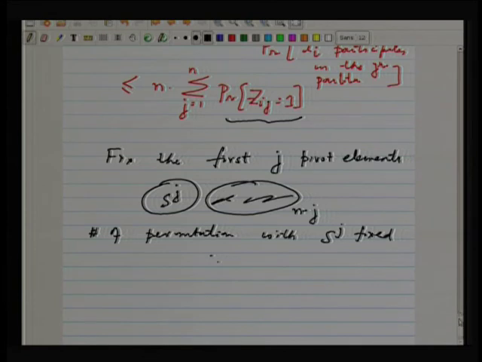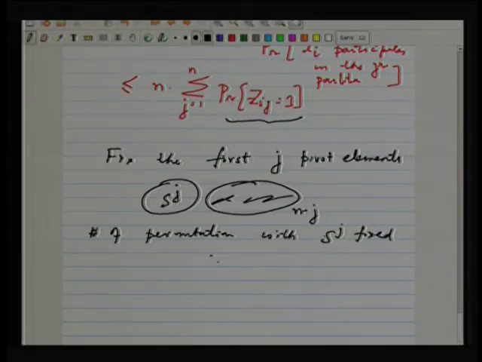So, we are going to do some kind of a conditional calculation. By fixing the first j elements, we will find out this probability. We will try to compute the probability that Z_ij equal to 1, given that we have fixed a set of the first j elements, because the other elements are not really going to affect the probability, but I have fixed this. Once I can do this conditional calculation, then we should try to uncondition that.